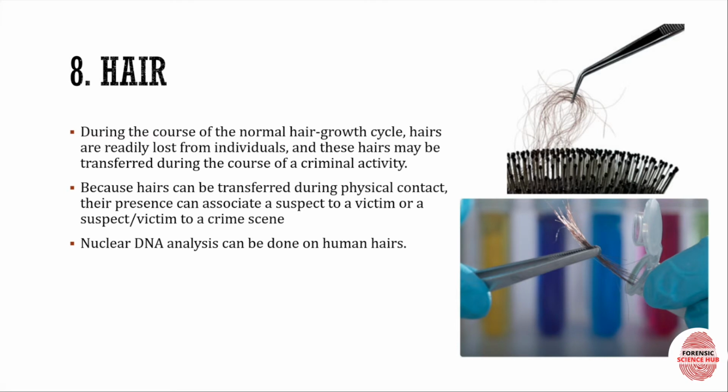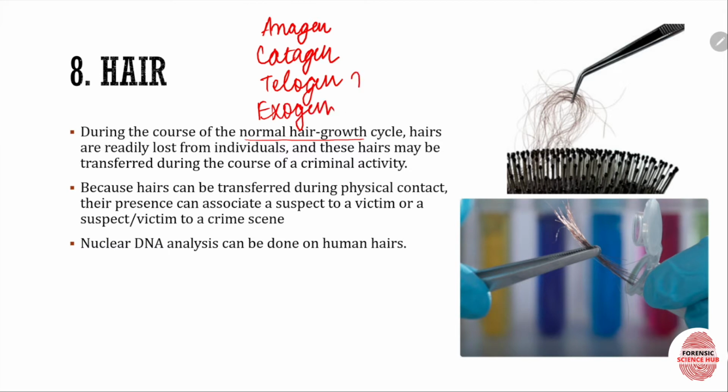Next we have hair. So all of us have hair on our body, right? So during the course of the normal hair growth, there's a hair growth cycle. There are different phases like anagen, catagen, telogen and exogen. So the hair tends to fall off when it is in these two stages. So they get readily lost from the individuals, and due to Locard's principle of exchange, these hairs may be transferred from one place to another, from one person to another.